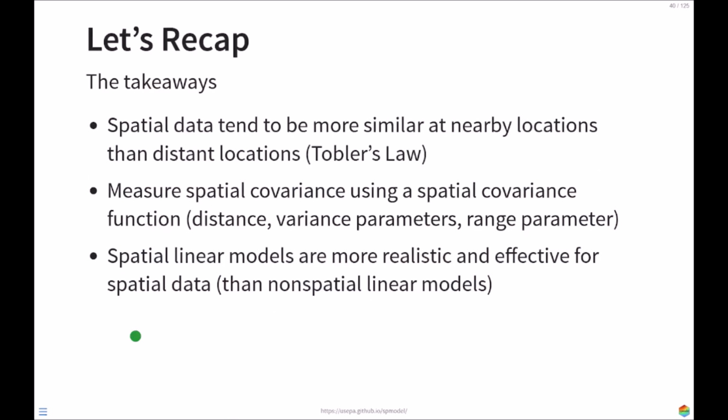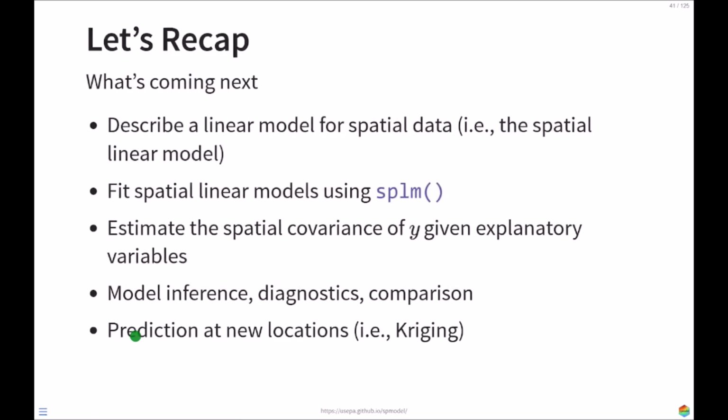So takeaways from this spatial covariance section. First, spatial data tend to be more similar at nearby locations. This is Tobler's law. We measure spatial covariance using a spatial covariance function that depends on distance, variance parameters, and what we call a range parameter. And then we saw in the big picture motivation, spatial linear models are more realistic and effective for spatial data than non-spatial linear models. So what are we going to dive into next?